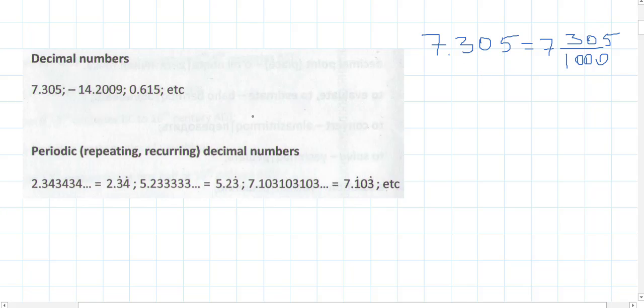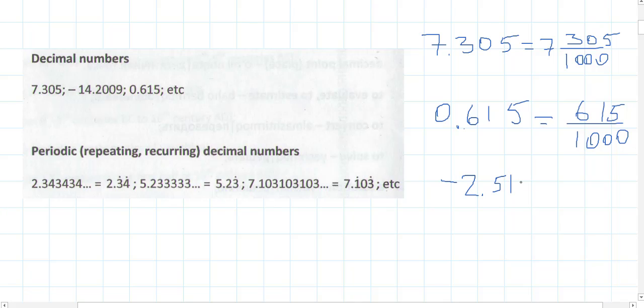And the next one, for example, 0.615. We can write this as 615 over 1000, three zeros. If we have, for example, -2.51, it will be minus 2 and 51 over how much? 100, of course, two zeros now.